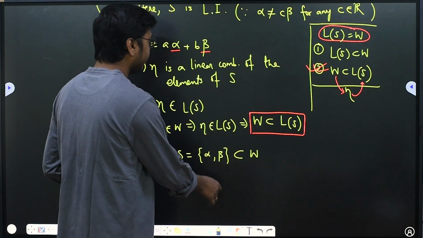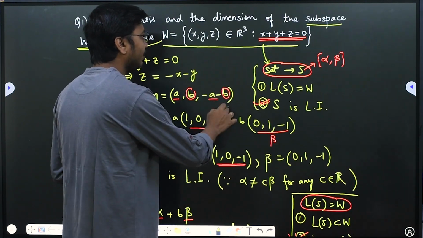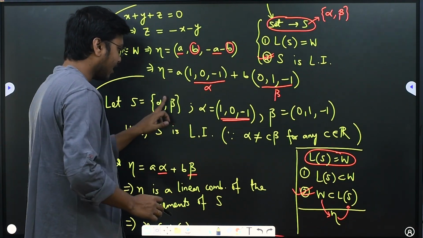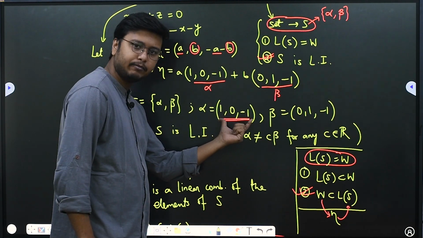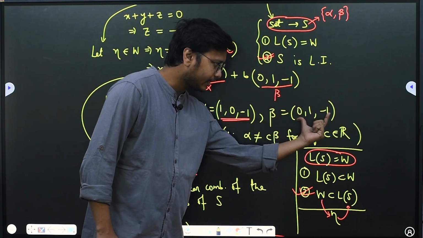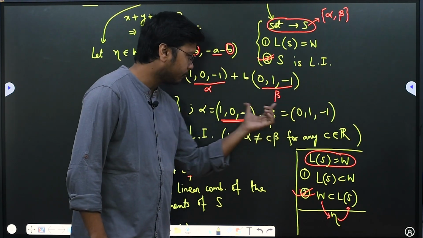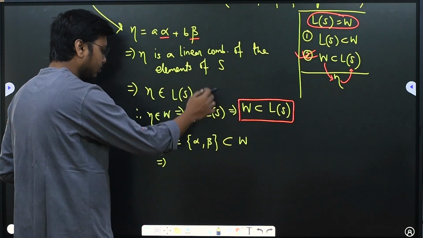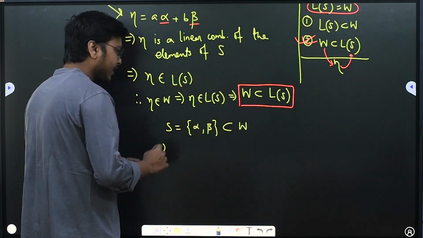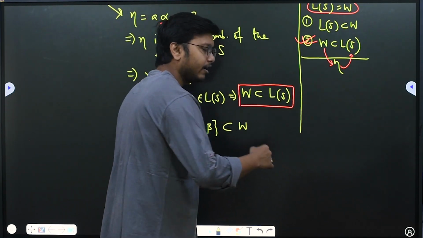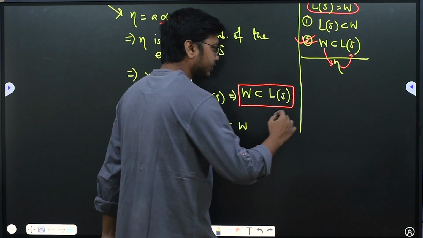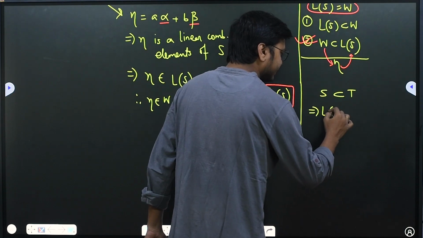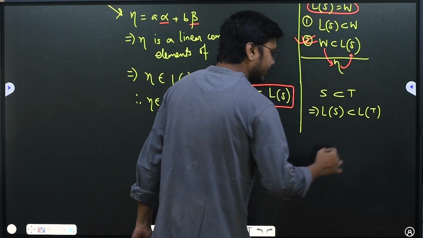You can check over here the property of belonging to W was that the sum of the coordinates had to be 0. So here the elements of S are alpha and beta. You can see that the sum of the elements in alpha is 0 and the sum of the elements in beta is also 0. So obviously these alpha and beta are elements of W. Okay, so I can say that S is a subset of W. Now I'll just use a property I have defined much before in my previous lectures, that if S is a subset of T, then L of S is a subset of L of T, right?